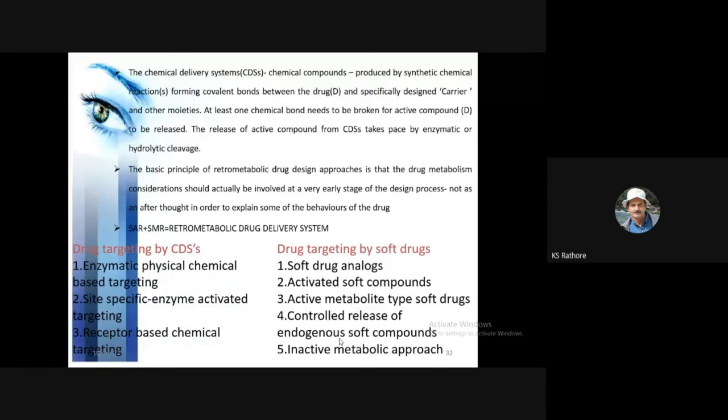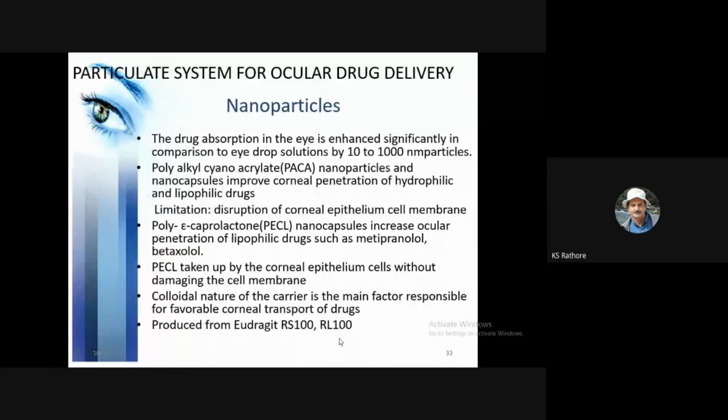Next is nanoparticles. This is a particulate system of ocular drug delivery systems. When you see nanoparticles, drug absorption in the eye is enhanced significantly with the help of nanoparticles in comparison to eye drop solutions, and particles with a size range of 10 to 1000 nanometers are used for this purpose.